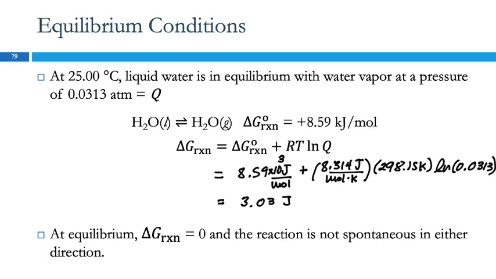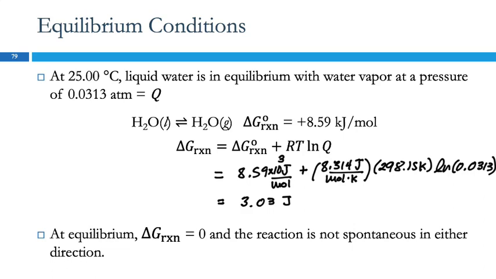So, it took my brain a minute to process this. It says at equilibrium, delta G for the reaction is 0. Well, we just calculated it and it wasn't 0. How big is this relative to 8,590 joules? 3 is pretty small. So no, we did not come up with exactly 0, but it was really close. So the reaction is not spontaneous in either direction.